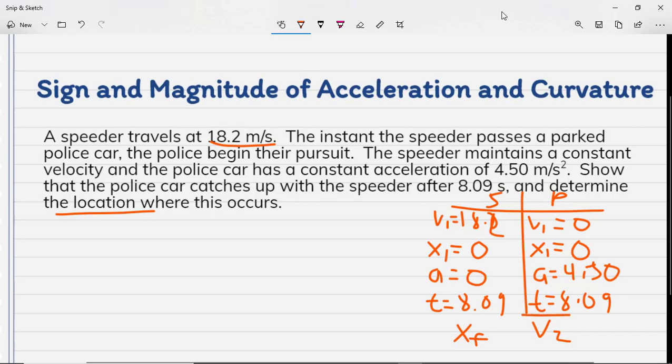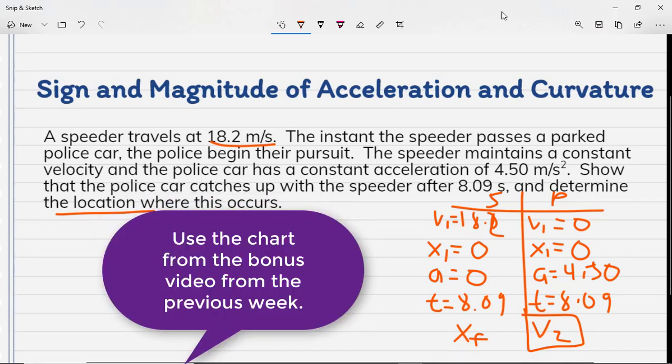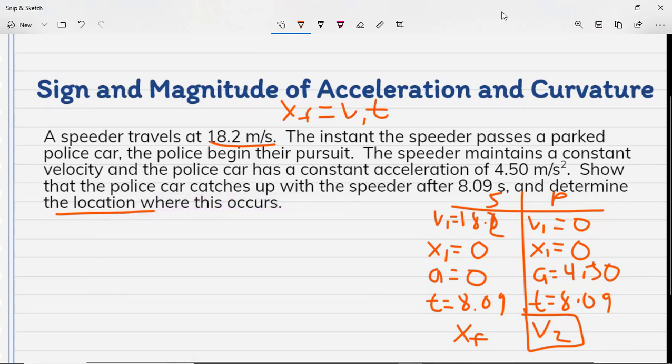We're missing V2. So if I look at the little chart that was provided, if we're missing V2, we're going to be using the equation x final equals V1 times t plus 1/2 a t squared. So we just need to plug the variables in for the speeder and the policeman, and then we should get the same value for the final position and where this occurs.